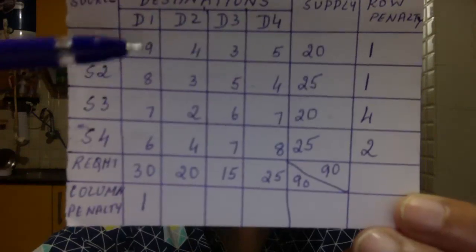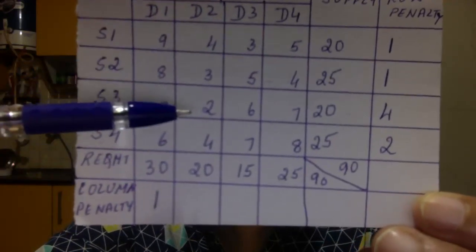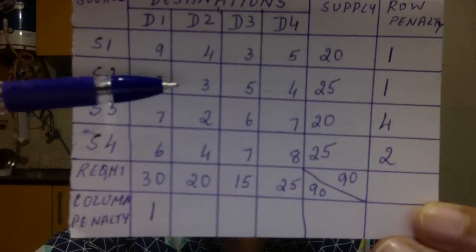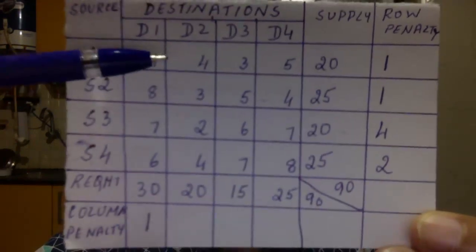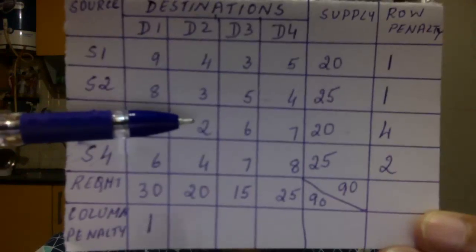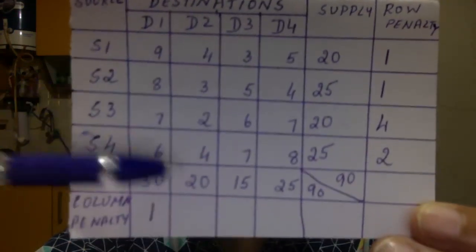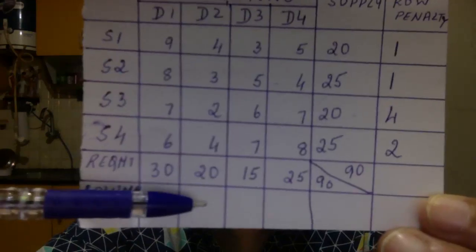We come to the next column. Here in this column, the least is 2. The next least is 3. See, we have 4, 3, 2 and 4. The least is 2. The next least is 3. So 2 minus 3, column penalty here is 1.